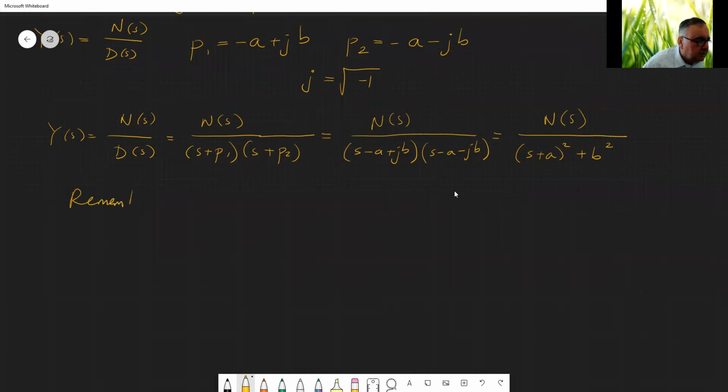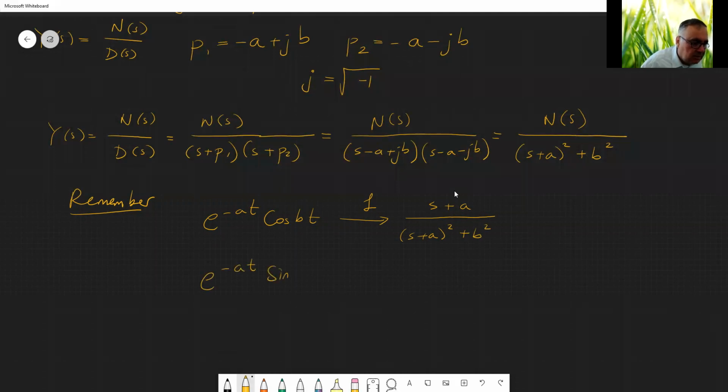Remember the following. This is important and we have to remember it. e to the minus at cosine bt has a Laplace transform of (s plus a) divided by (s plus a) squared plus b squared. And e to the minus at sine bt has a Laplace transform of b over (s plus a) squared plus b squared. Now, the thing we need to do here is somehow to express our function resembling these things with certain coefficients in front of them.